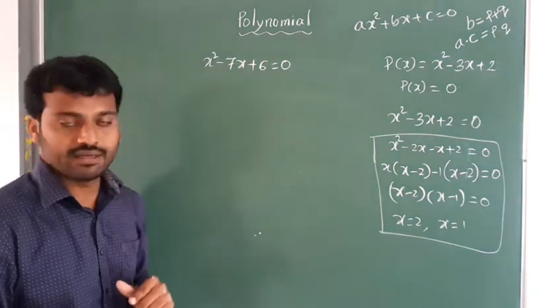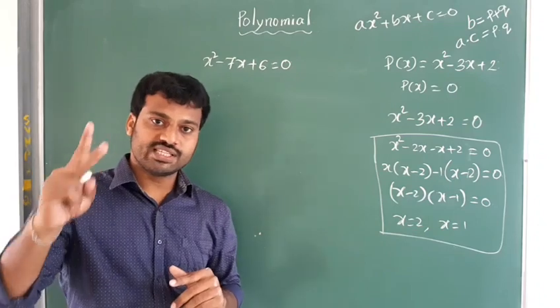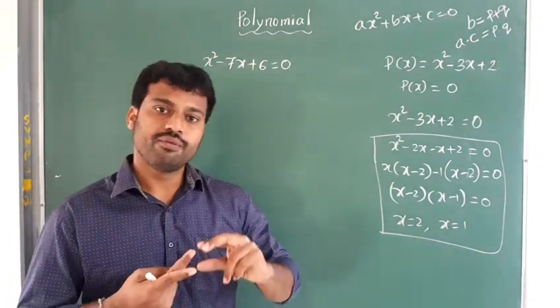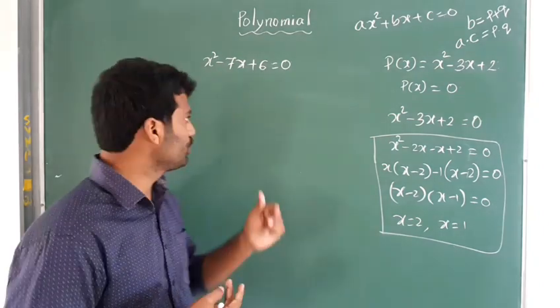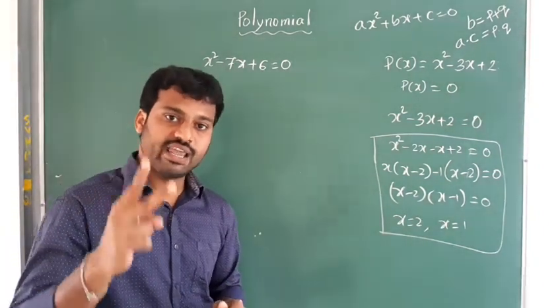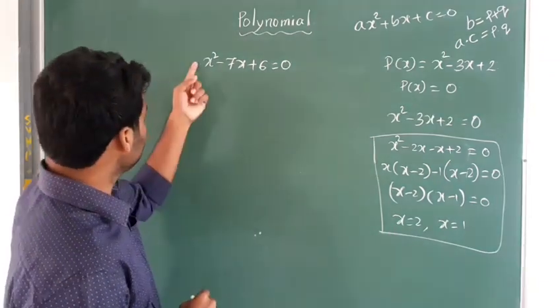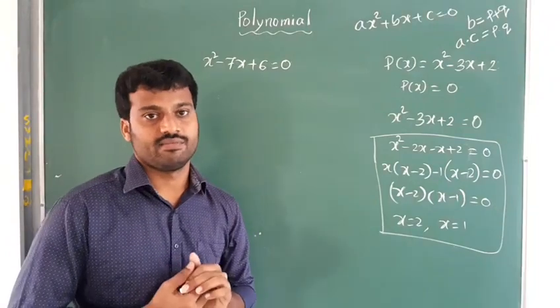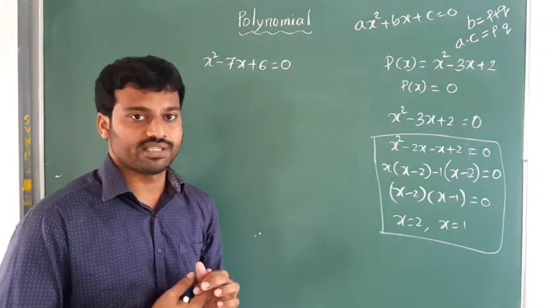Here it is minus 7. You should search for two numbers. If you add those two numbers, you should get minus 7. And the same two numbers, if you multiply them, should give the product of a and c; here nothing is there, so it is 1, and 1 into 6 should get 6. You have to search for those two numbers.